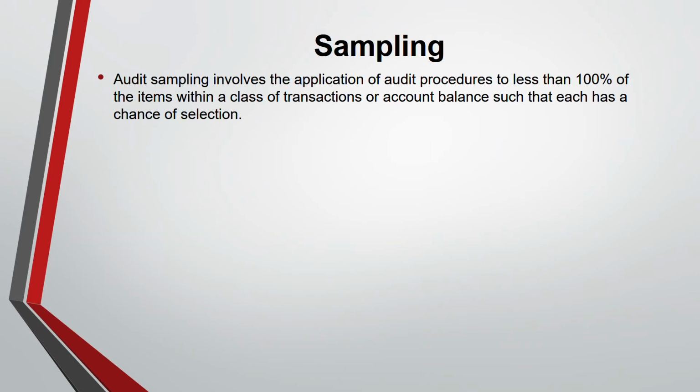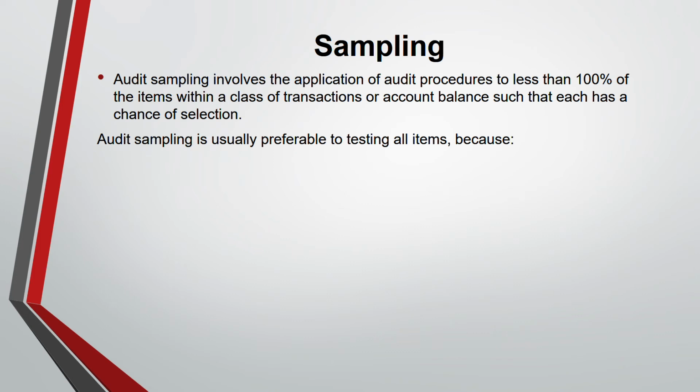Now let us move on to sampling. Sampling means you are not checking each and every transaction. Auditors cannot check each and every transaction. It's a myth that people, the general public, believe that the auditor's role is to check each and every item, each and every transaction. No, it's not true. They are only testing on a sample. It could be for a class of transactions, that means the profit and loss account items, or account balances, the balance sheet items, but they are taking a sample only. 100% they cannot check. So each item has a chance of selection in the sample.